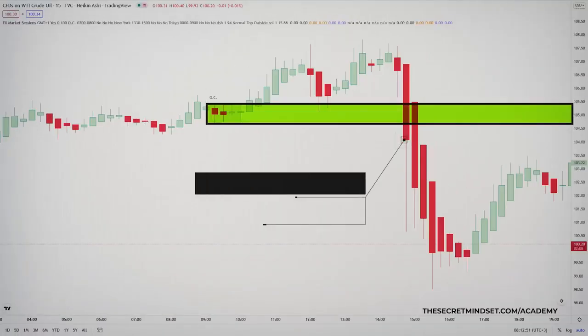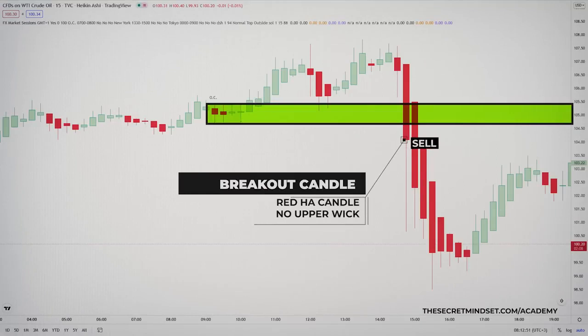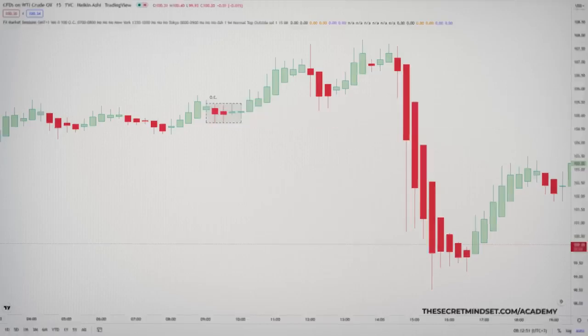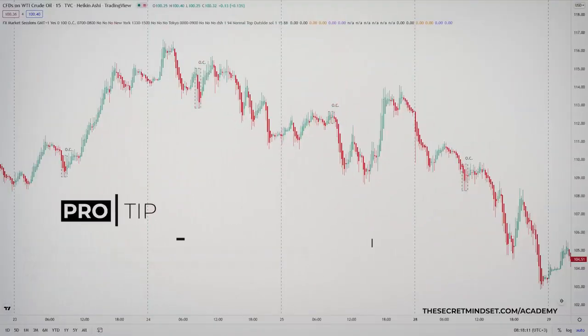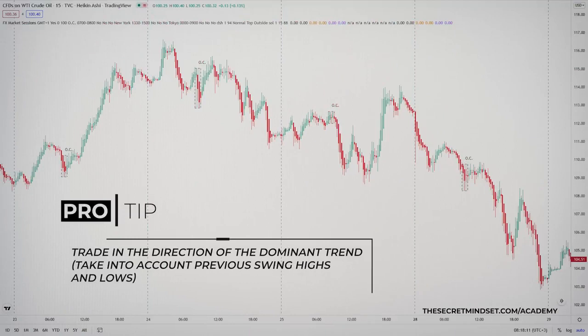If you are aggressive, you can also trade on the other side of the channel. This big bold red candle broke the channel on the short side, and this was another opportunity to trade. The safest way to trade the channel is in the direction of the dominant trend. You must take into account swing highs and lows and trade continuations of trends.